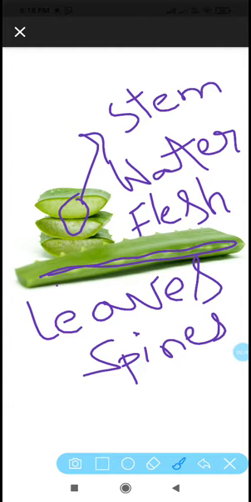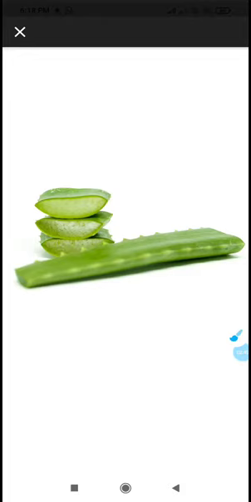Because you know that deserts are areas with a very hot climate and little rainfall. So the plants growing in the desert areas don't want to lose water in the form of transpiration. To save the water, their leaves are modified into spines.